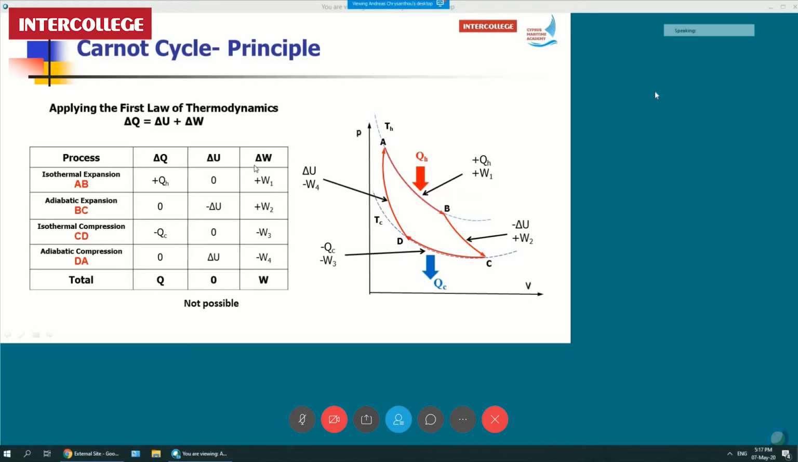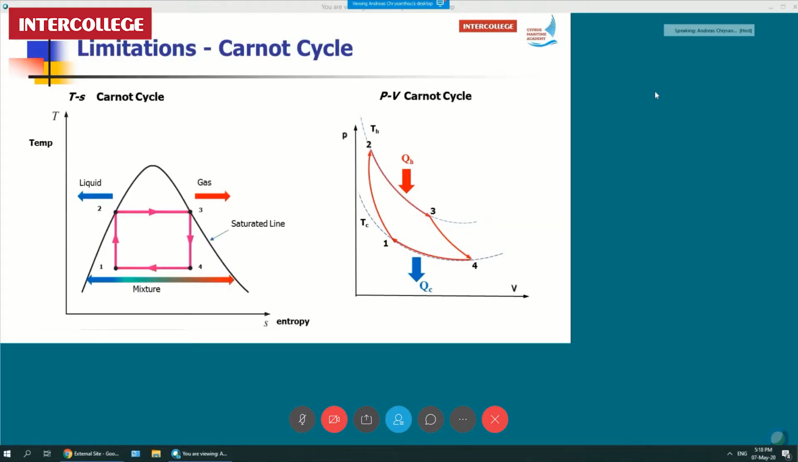So if we look at all these four processes, we'll see at every process what is happening. And at the end of the day, the cycle tells us that all the heat input is converted into work. Well, we all know that this is not possible. This is restricted by the second law of thermodynamics. But this is why the Carnot cycle is only a theoretical cycle and provides us the basis for analysis. We can see a bit later on why this is not the case. Is that clear?